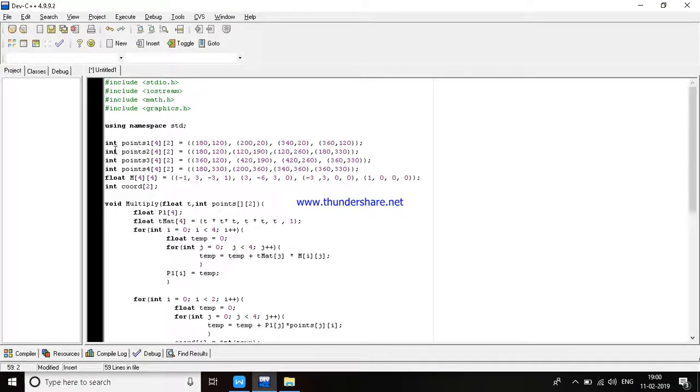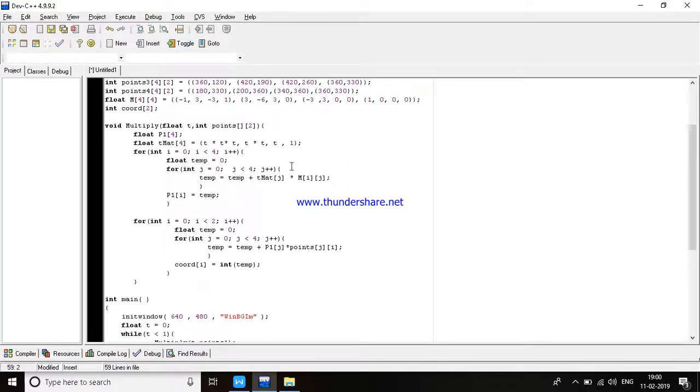You can see I have defined my 4 endpoints which will give me the required curve, and then I have given the matrix M in this format. I have taken it to be of float type because we can have decimal calculations. Chord is the final x and y coordinates which we will get for different values of t. To simplify the multiplication, I defined a function to multiply the three matrices.